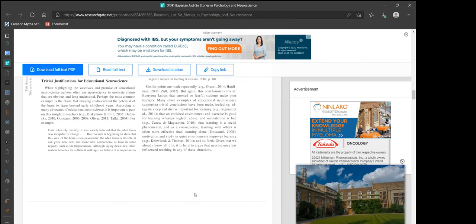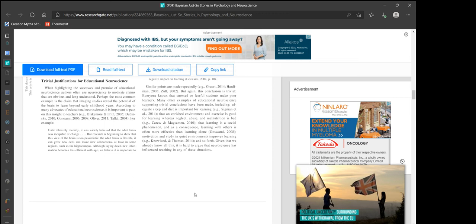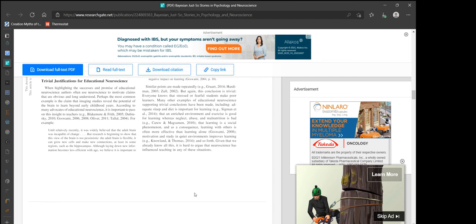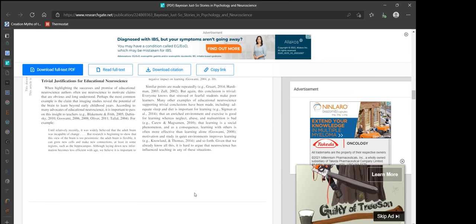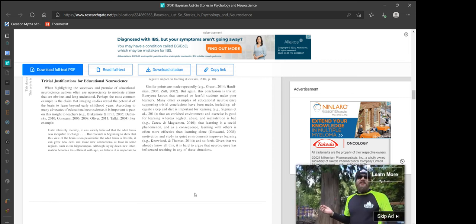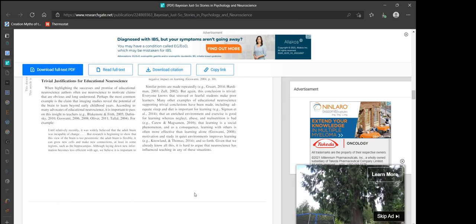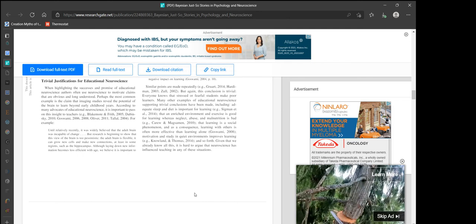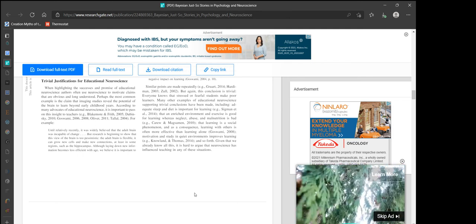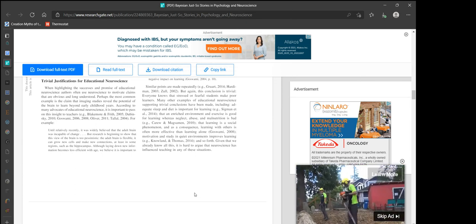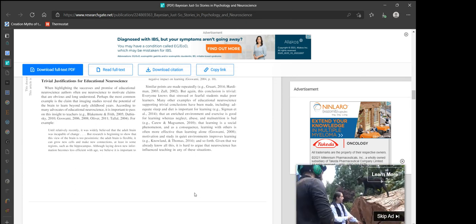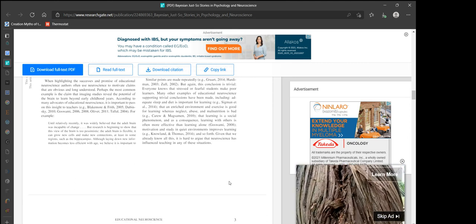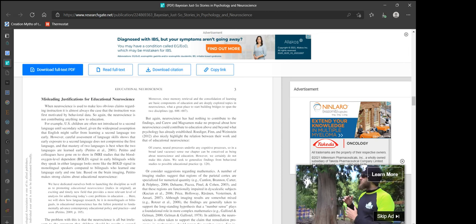Many other examples of educational neuroscience supporting trivial conclusions have been made, including that adequate sleep and diet are important for learning, that an enriched environment and exercise are good for learning, whereas neglect, abuse, and malnutrition are bad, that learning is a social phenomenon, and as a consequence, learning with others is often more effective than learning alone. Motivation and study in quiet environments improves learning, and so forth. Given that we already know all this, it is hard to argue that neuroscience has influenced teaching in any of these situations.